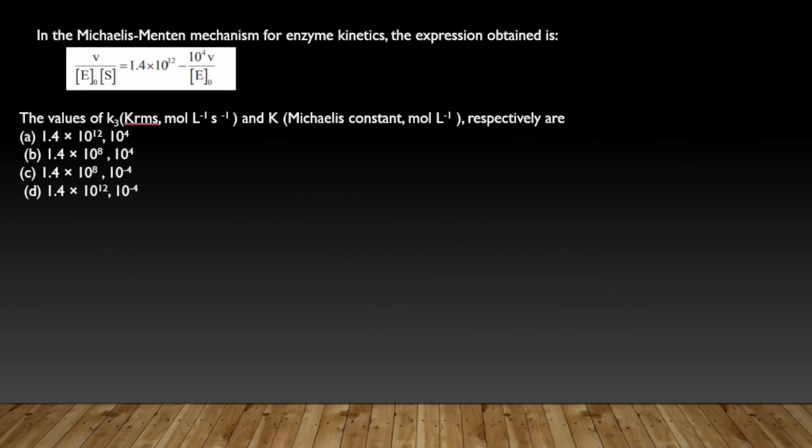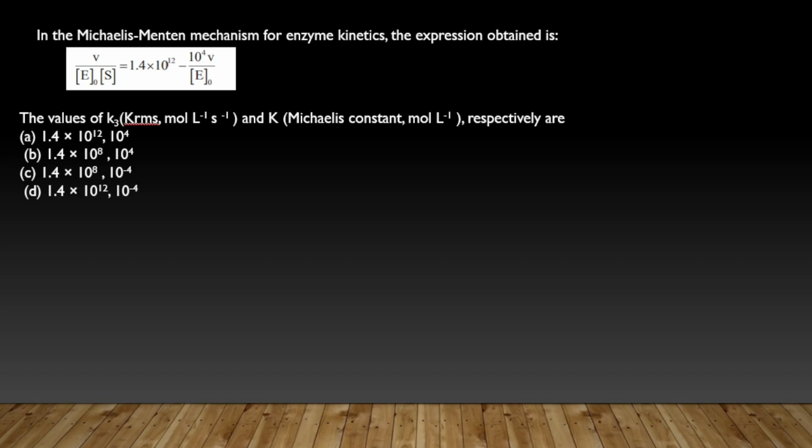Next one we have is this question. So this is again from your enzyme catalyzed reaction. It says, in the Michaelis-Menten mechanism for the enzyme kinetics, the expression obtained is this one we are having. The values of the k3, Km, and Vmax, respectively, are.